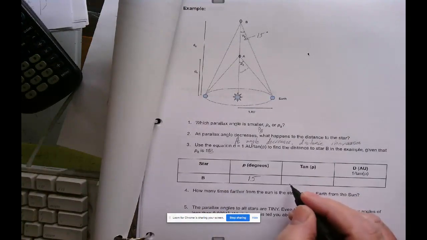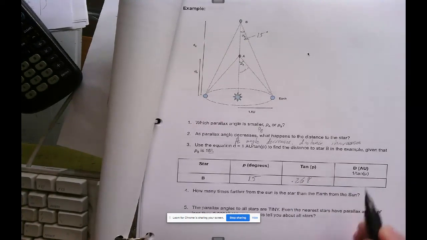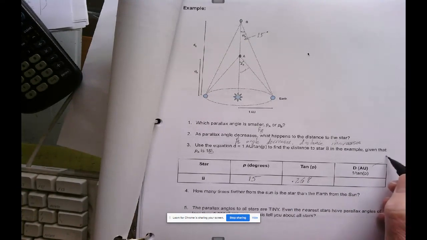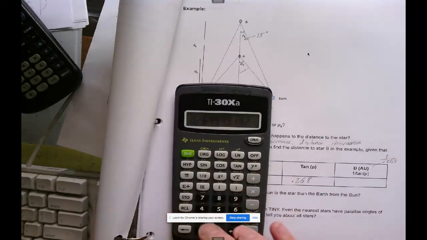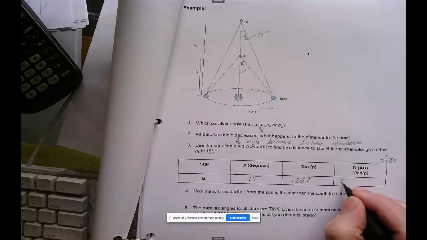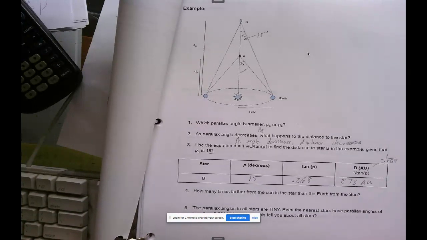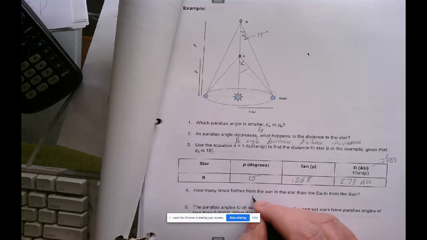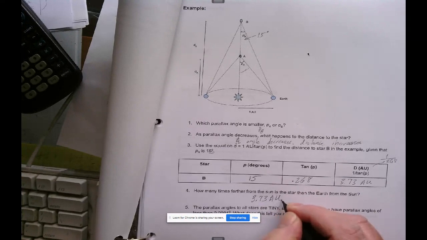All right. So 0.268. And then this says take 1 divided by the tangent. So there's going to be 1 divided by 0.268. Do that in my calculator. 1 divided by 0.268. And I get 3.73. And that's in AUs. So how many times farther from the sun is the star? We would say it's 3.73 AUs.